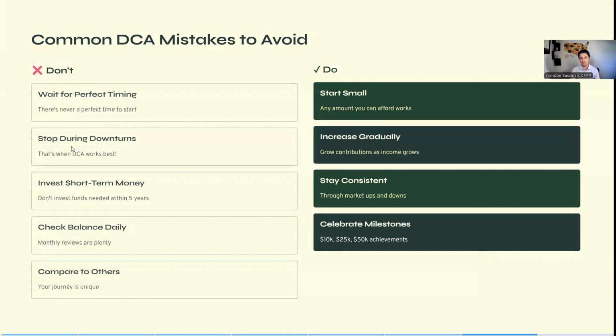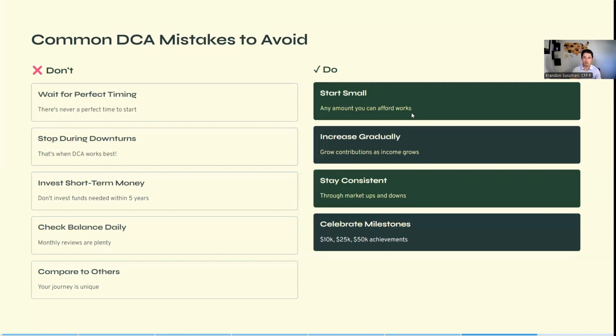On the contrary to that, investing short-term money, if you're planning to spend the money you're adding to your investment in the next 2 years, it's not enough time. It's not worth the risk. And I would keep that money on the sidelines. Checking balances daily. We don't need to be constantly looking at your accounts, or comparing to others is not going to be helpful for your overall mental health as we think about your investing and your financial plan.